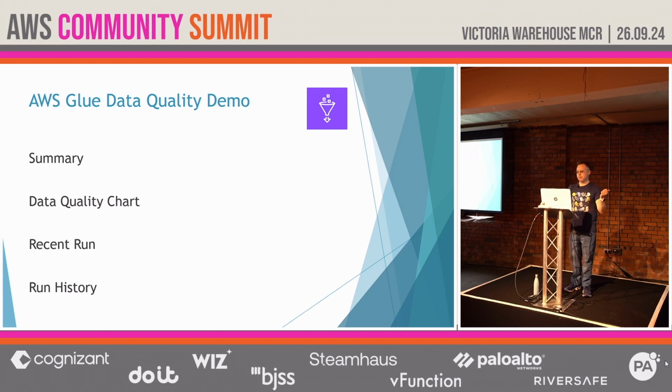So I've got a demo of what Glue data quality looks like. This demo shows a summary. It shows a data quality chart. It's going to show a recent run, and then the job histories as well.